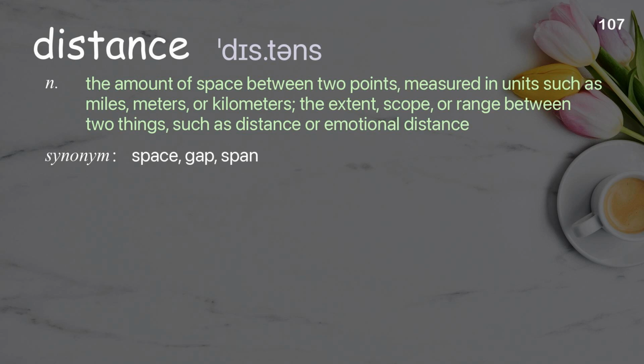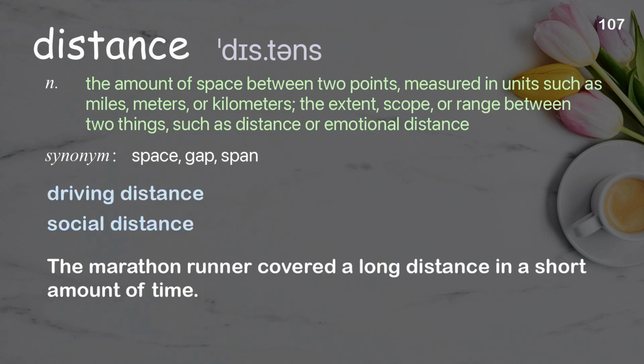Distance. The amount of space between 2 points, measured in units such as miles, meters, or kilometers; the extent, scope, or range between two things, such as distance or emotional distance. Examples: driving distance, social distance. The marathon runner covered a long distance in a short amount of time.